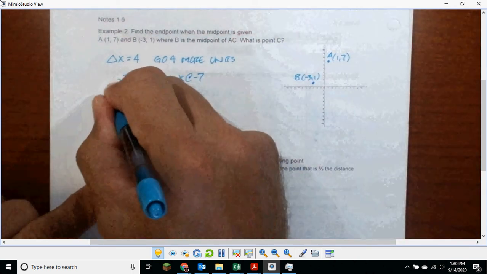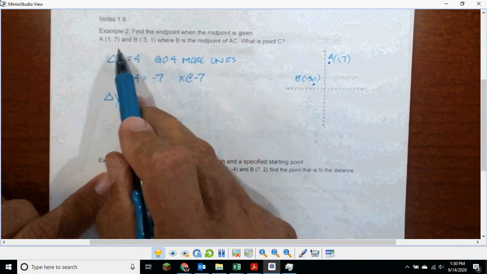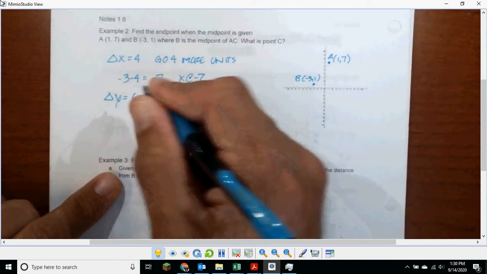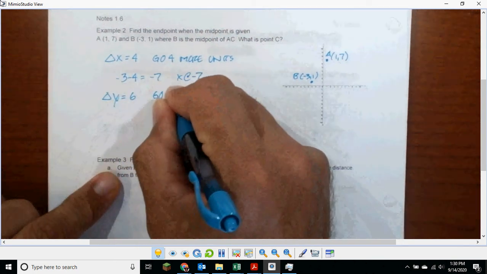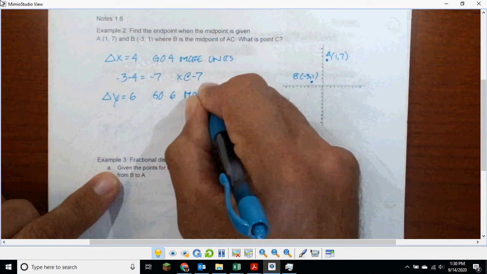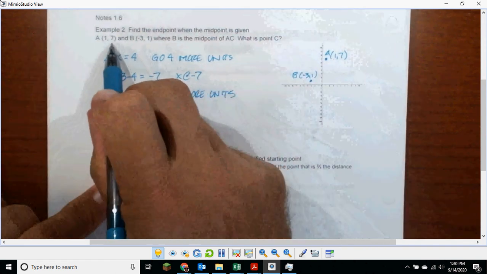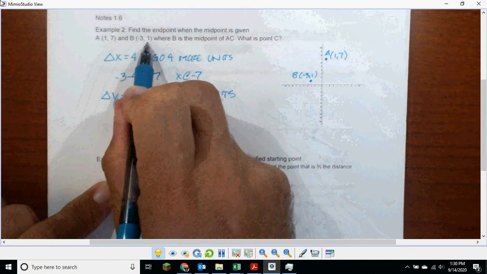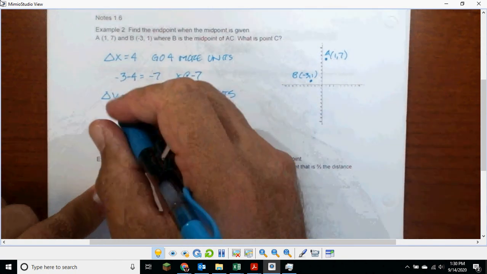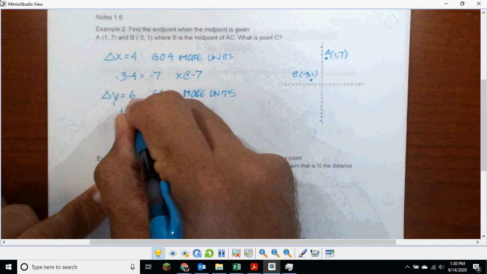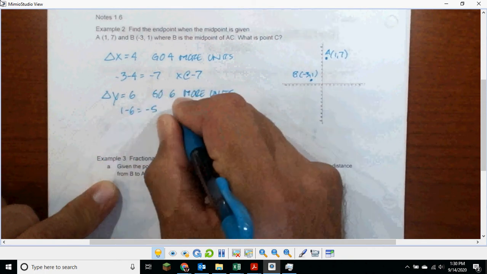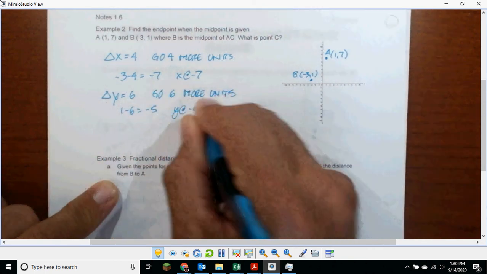And again, I do it in the y direction. So my delta y, I'm going from 7 to 1, that's 6. I want to go 6 more units. And again, I'm going from 7 down to 1. I'm going A to B. I want to find C. So I'm going to do 1 minus 6. That's -5. So my y is going to be at -5.